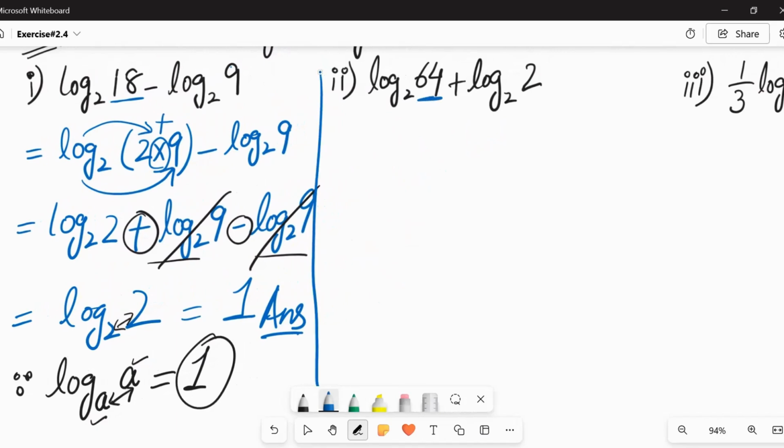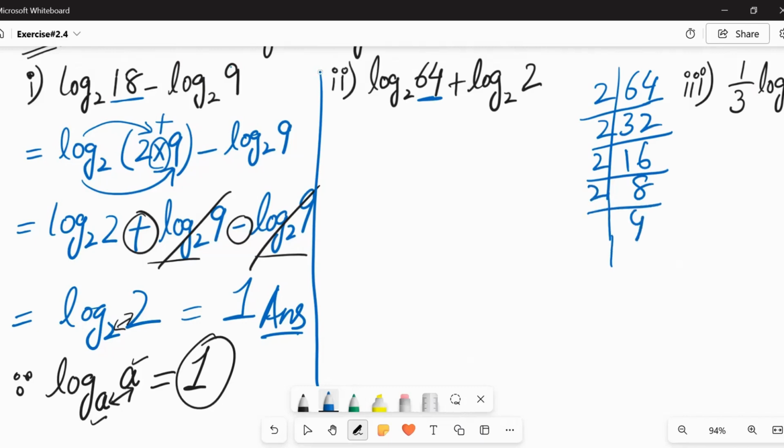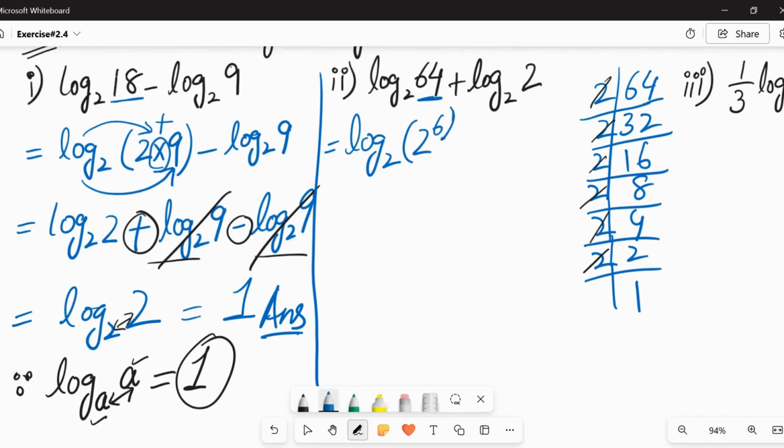First we need to factorize 64, and let me take an LCM. 2 3s are 6, 2 2s are 4, 2 1s are 2, 2 6s are 12, 2 8s are 16, 2 4s are 8, and 2 2s are 4, 2 1s are 2. So how many 2s are over here? 1, 2, 3, 4, 5, 6. So I can write 64 like this: 2 power 6. And the second term will remain as it is.